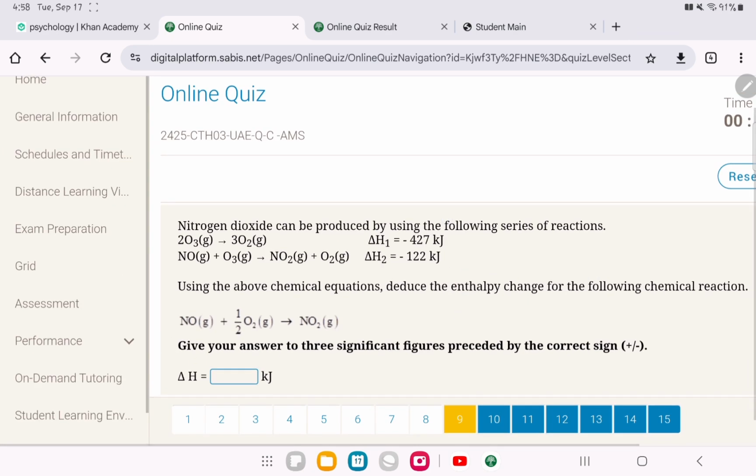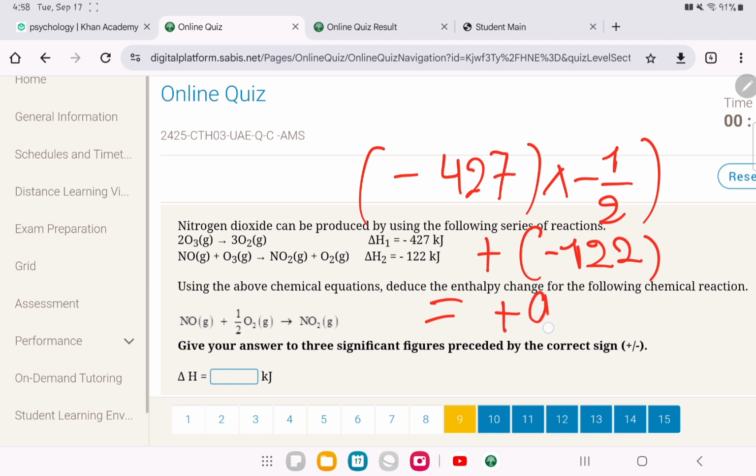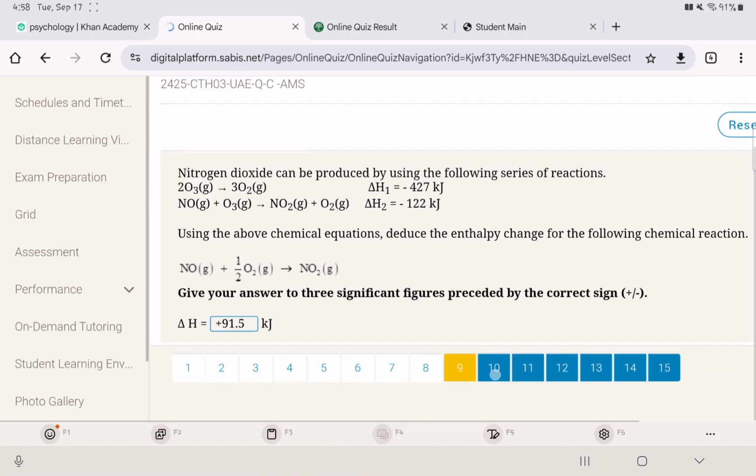So if they need the energy, what are we gonna do? We're gonna do minus 427 times minus 1 over 2, plus minus 122. And so our answer is supposed to be plus 91.5. So our answer is plus 91.5.